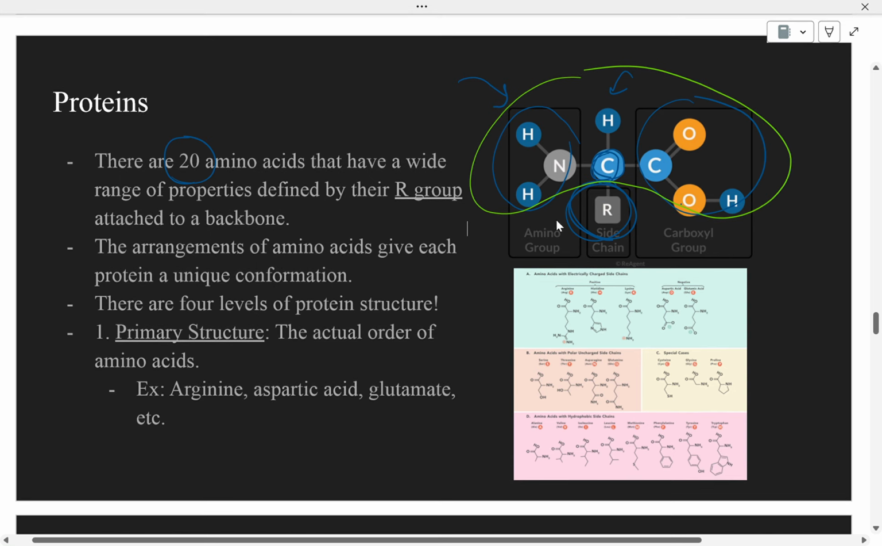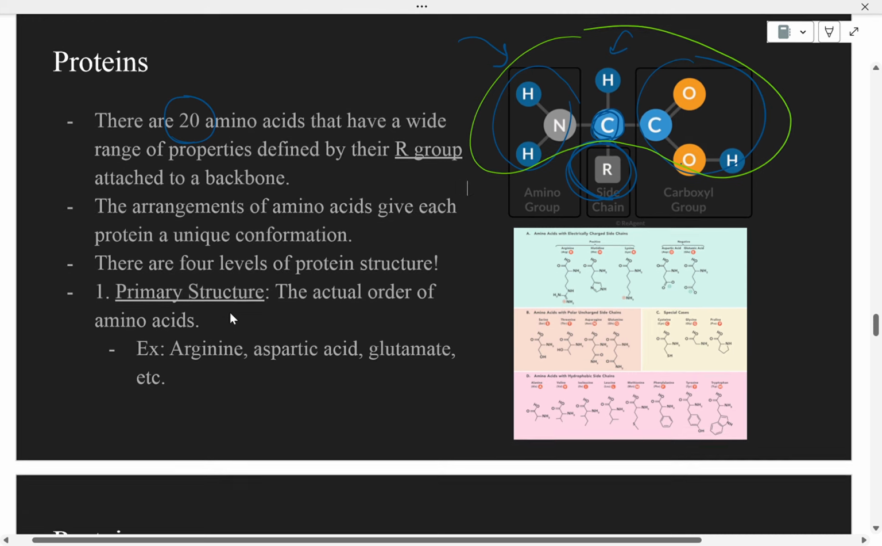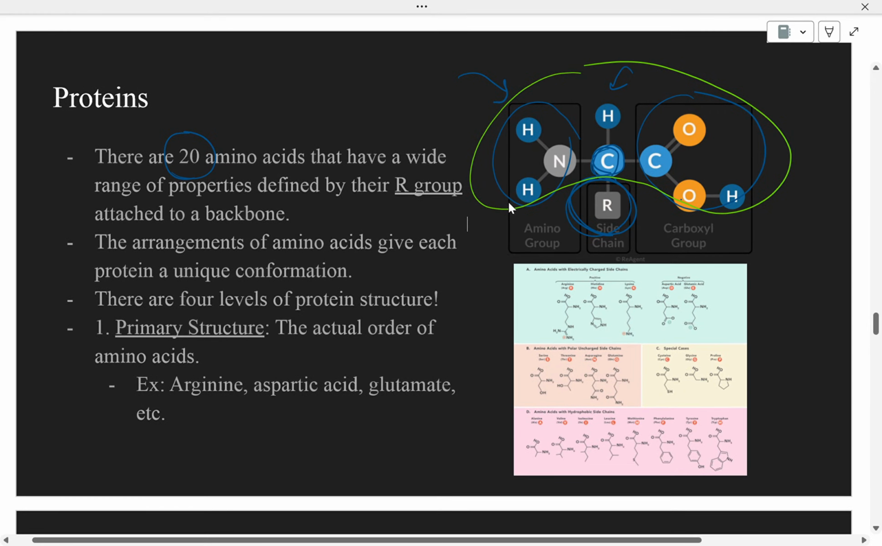So the R group can have many properties. It can be positively charged, negatively charged, hydrophobic, hydrophilic, etc. It could be really big, it could be really short. So these things will give properties to each amino acid. And the arrangement of these 20 amino acids defines the shape of a certain protein and its function as well.